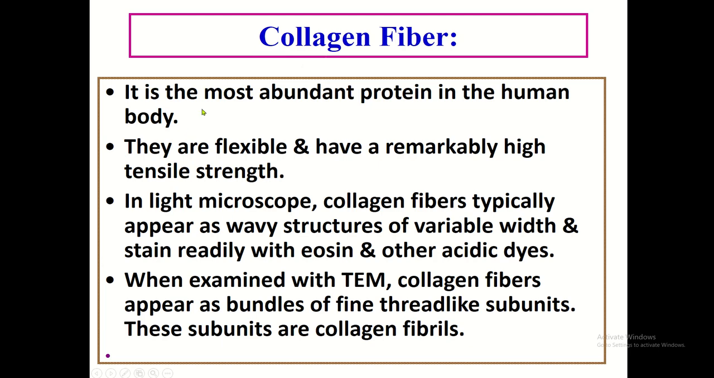Collagen is the most abundant protein found in the human body, and the collagen fiber is flexible and has a remarkably high tensile strength. In light microscopy, collagen fibers typically appear as wavy structures of variable width, and stain readily with eosin and other acidic dyes. When examined with electron microscopy, the collagen fiber appears as a bundle of fine thread-like subunits. These subunits are collagen fibrils.